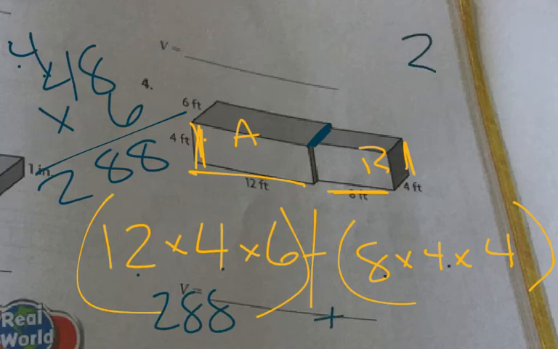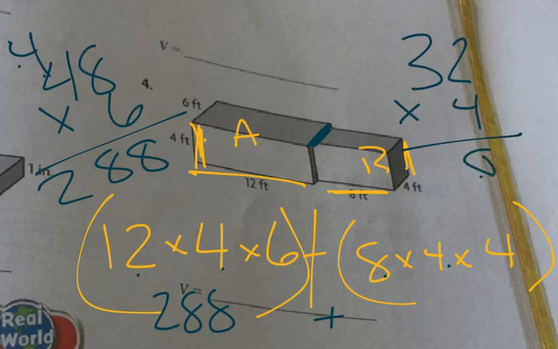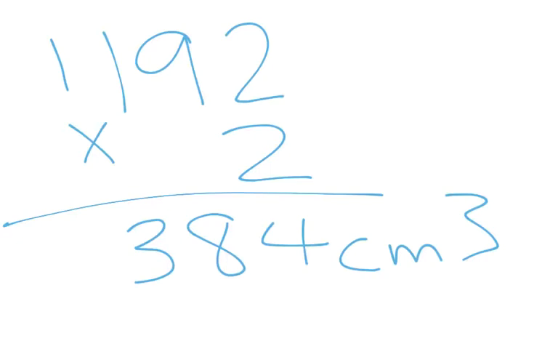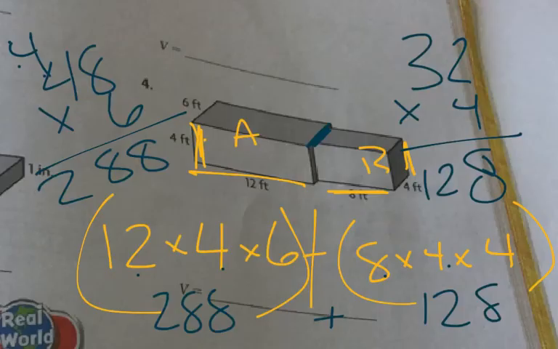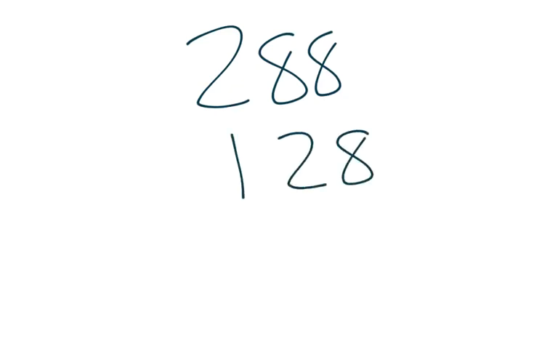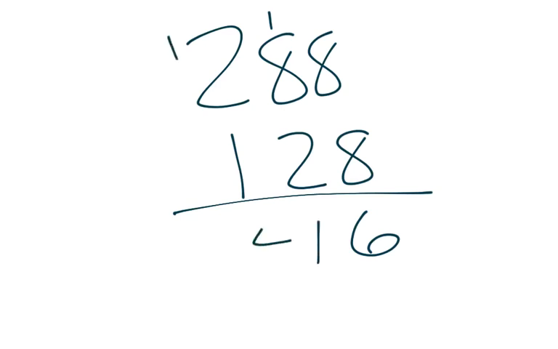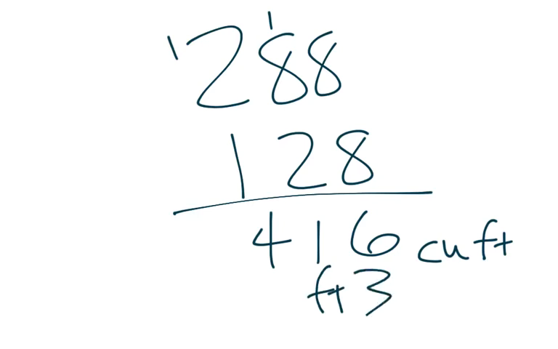8 times 4 is 32 times 4. 4 times 2 is 8. 4 times 3 is 12. So when I add that up, 288 plus 128. 8 plus 8 is 16. 8 plus 1 is 9, 10, 11. 1 plus 2 plus 1 would be 416 cubic feet, or feet cubed.